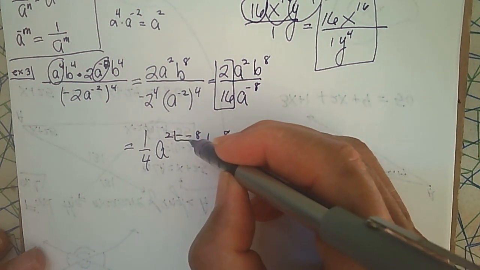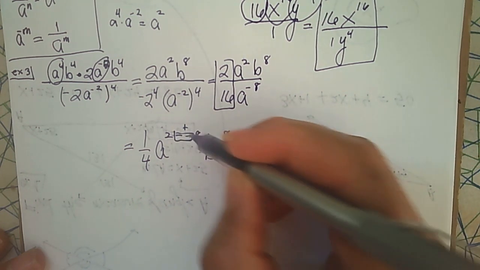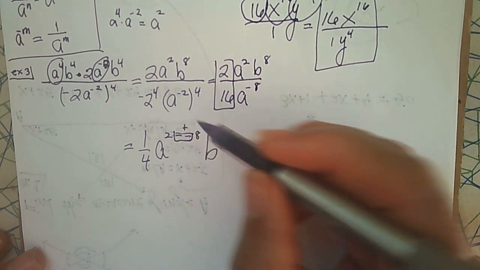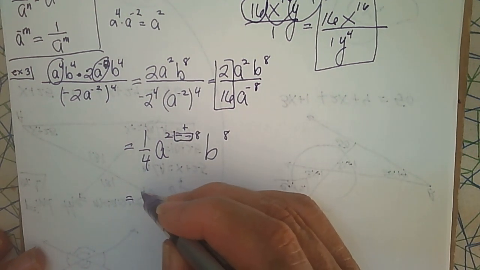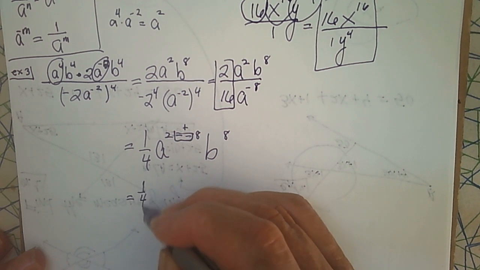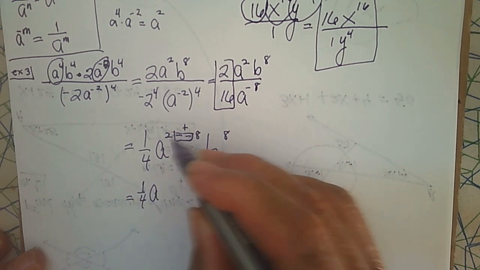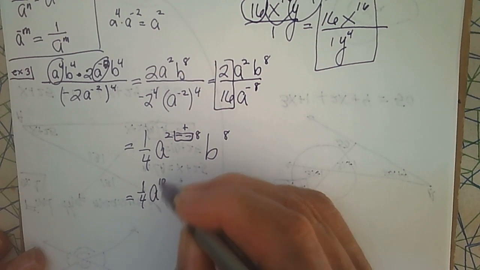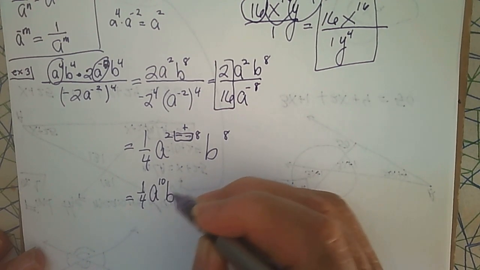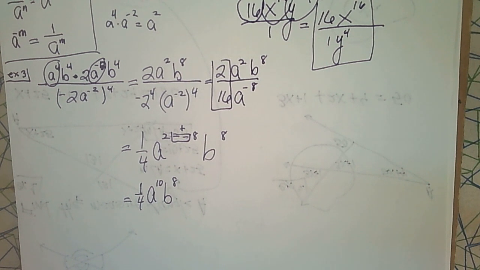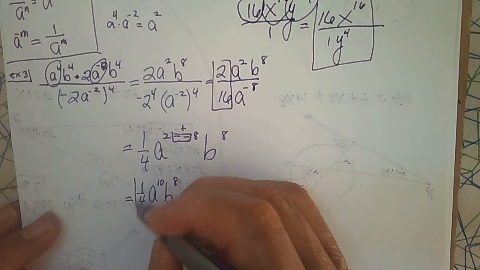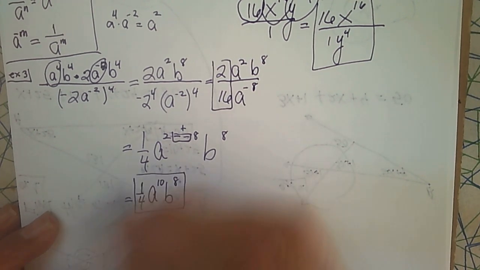Change this sign to a plus. If they're the same, it becomes a plus. If they're different, it becomes minus. So you have the following: 1/4 a. 2 plus 8 will give you 10. B to the 8. That's my answer. Now I need to check: do I have any negative or zero exponents? I don't have any of them, so that'll be the answer. Okay? Thank you.